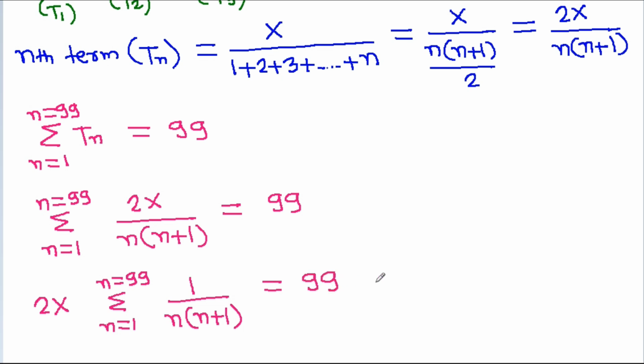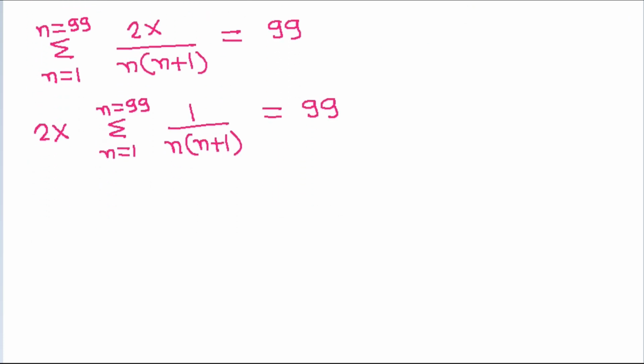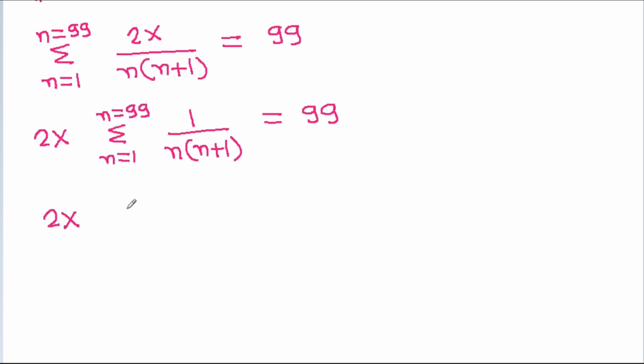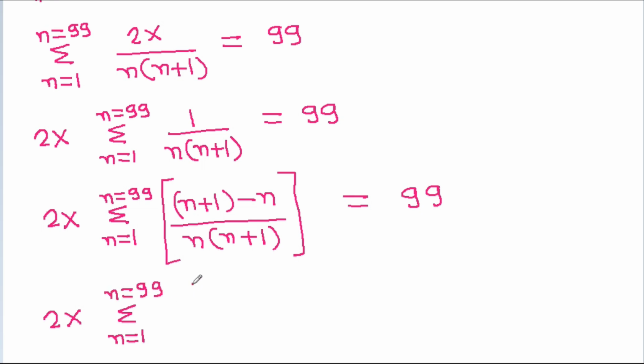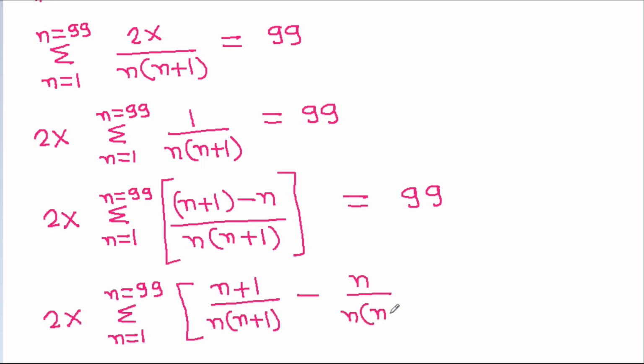It is equal to 99, and it is 2x times summation from n is equal to 1 to 99, and 1 is n plus 1 minus n by n times n plus 1, equal to 99. It is 2x times summation from n is equal to 1 to 99, and this will be n plus 1 by n times n plus 1 minus n by n times n plus 1.